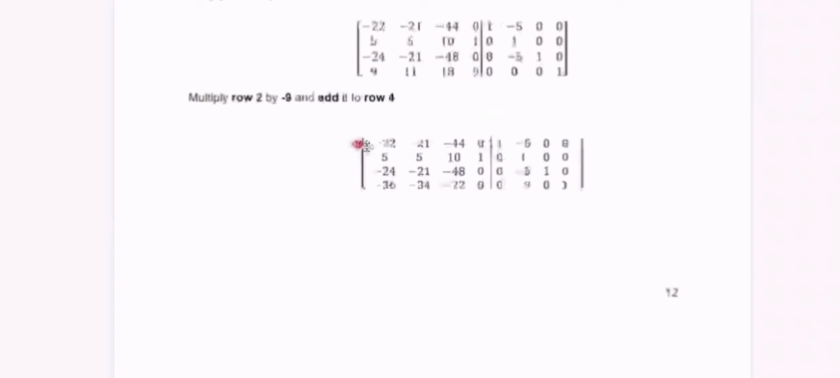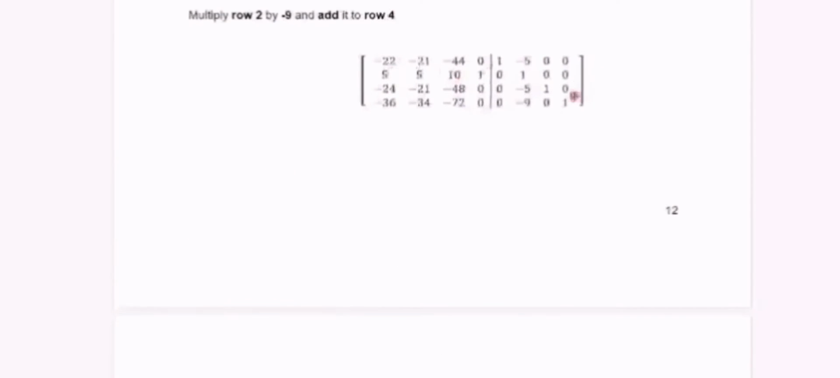Next, I will multiply this row 2 by negative 9, and then add it to row 4. So then I will get negative 36, negative 34, negative 72, 0, 0, negative 9, 0, 1. Next, I will multiply row 1 by negative 1, then no more negative sign, and it will become 22, 21, 44, 0, negative 1, 5, 0, 0.